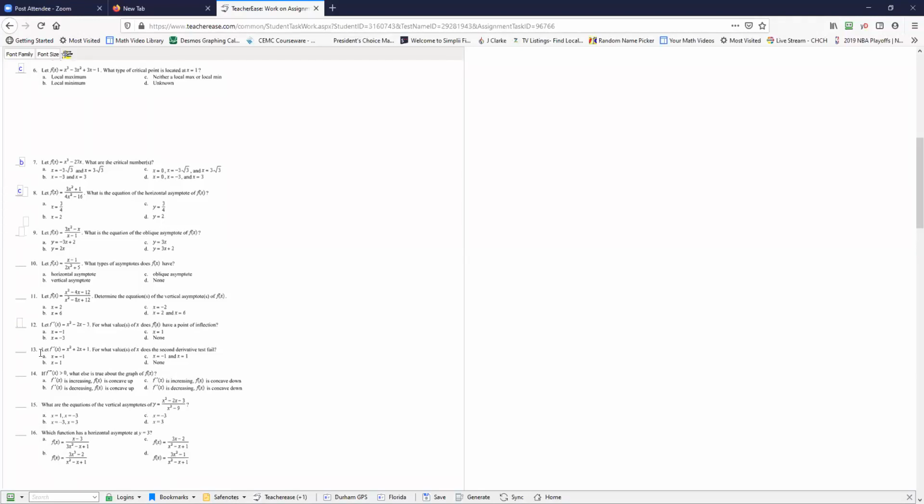Is it the first derivative, the second derivative? What is a tool that helps us to figure out where that concavity changes? Second derivative. Absolutely. So find the first derivative, find the second derivative, find out what makes that second derivative equal to 0.